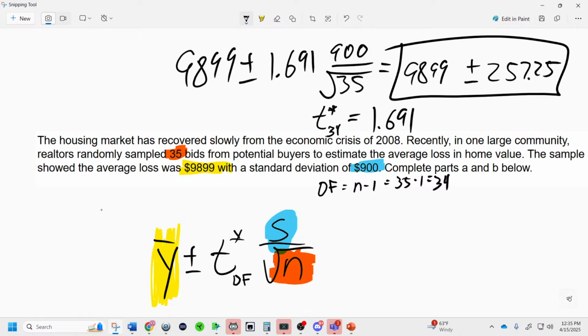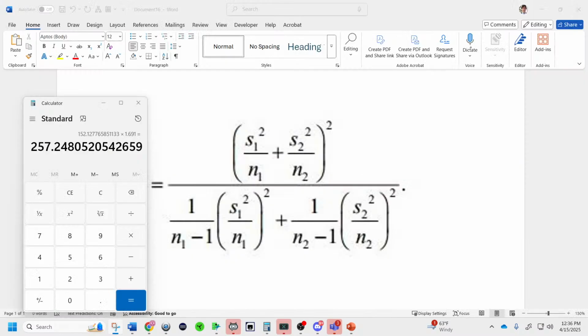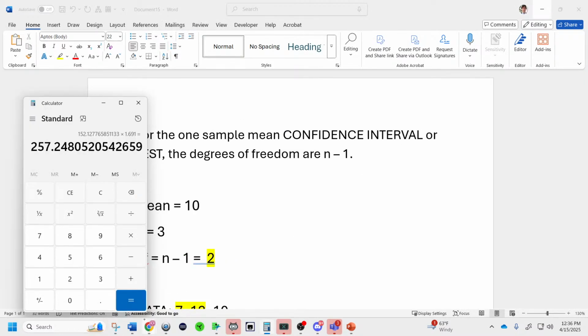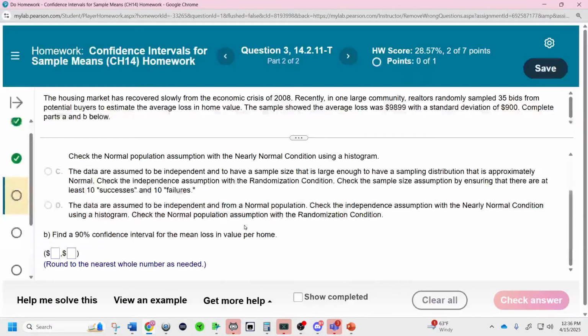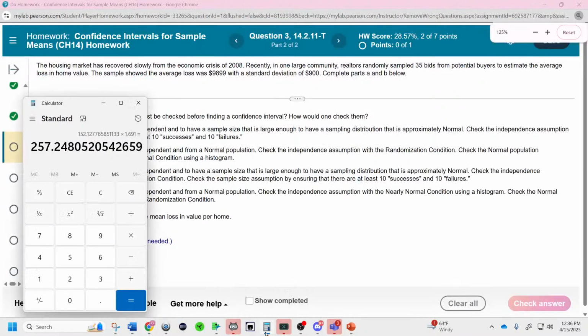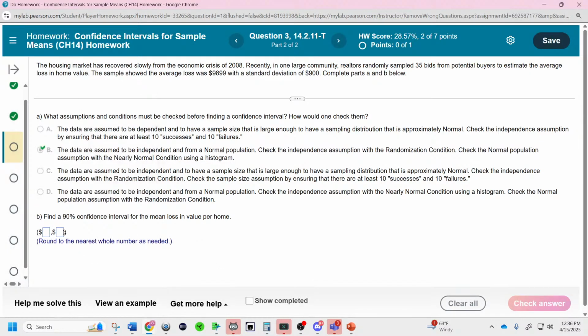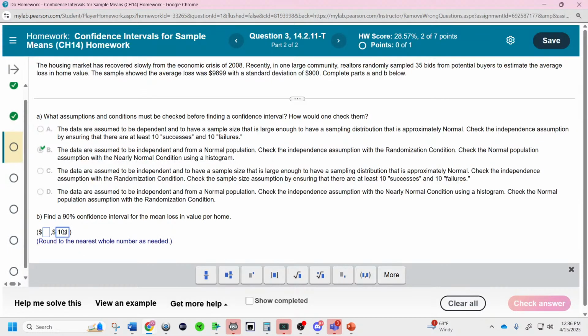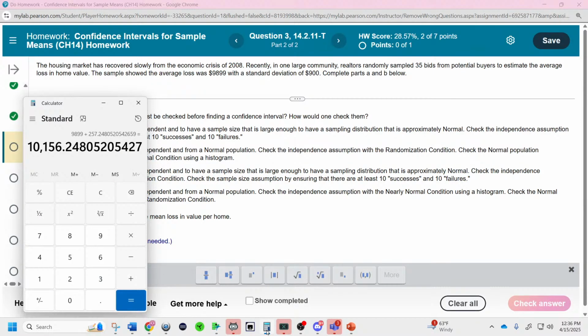So that's the interval without being solved completely. We simply add and subtract those numbers. Go back here, and now we just take this number right here. 9899 plus that number is 10,156.25, so 10,156 to the nearest whole number. And then 9899 minus this is 9642.